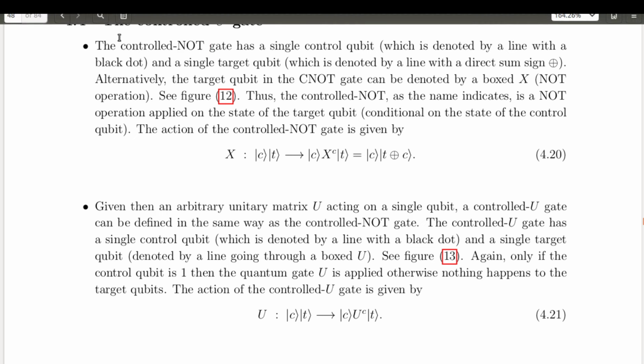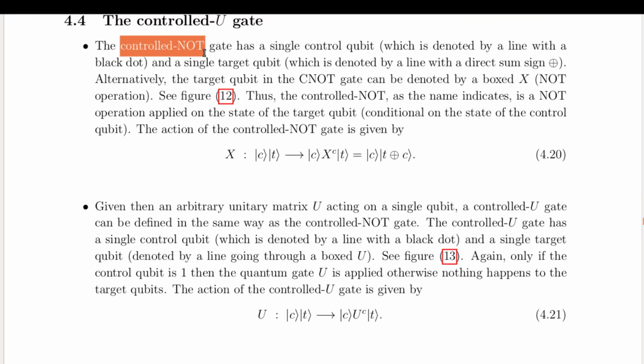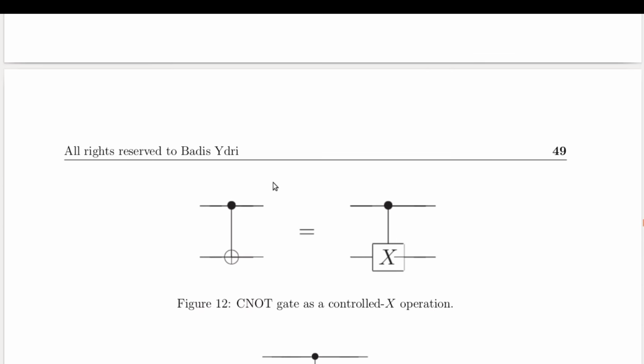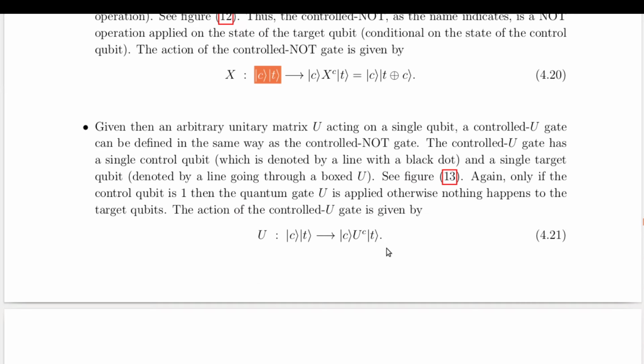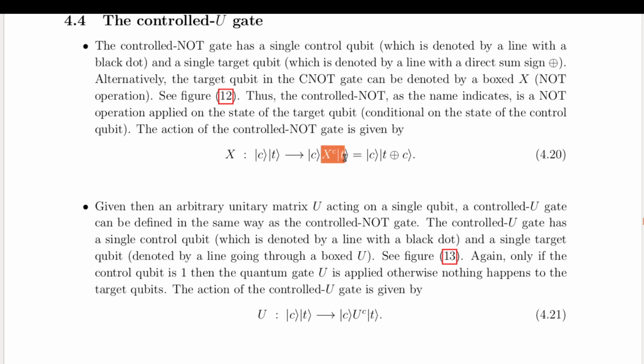We begin with the controlled NOT gate, often referred to as the CNOT gate. It's a two-qubit operation consisting of a control qubit and a target qubit. The control qubit is represented by a line with a black dot, while the target qubit is shown with a symbol indicating the NOT operation, which is a direct sum sign or a boxed X, where X is the Pauli matrix sigma 1, which, as we have seen, represents the quantum NOT gate. Thus, the CNOT gate performs a NOT operation on the target qubit, but only if the control qubit is in state 1. Mathematically, this is described in equation 4.20, where the state of the target qubit is flipped conditionally based on the control qubit.